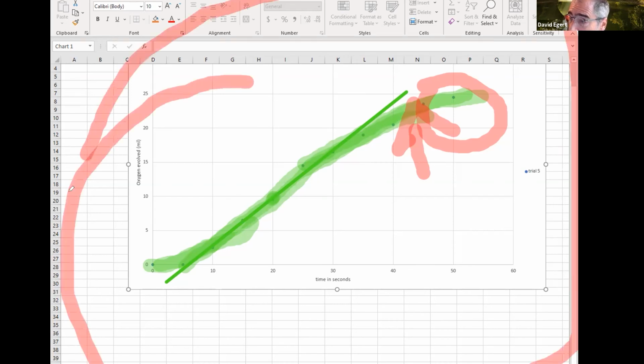So this is trial 5. Again, if I'm going to get the slope, I can just pick any points. Let's pick the 10-second one and the 20-second one. So here's a 20-second from here to here. That's going to be my delta X. This is going to be my delta Y.